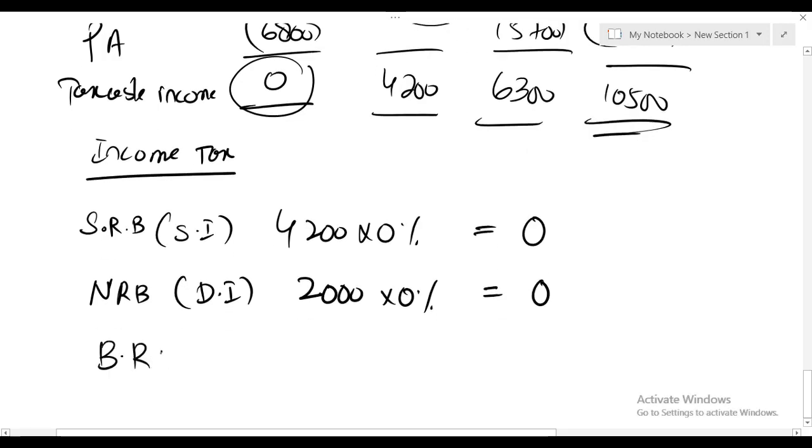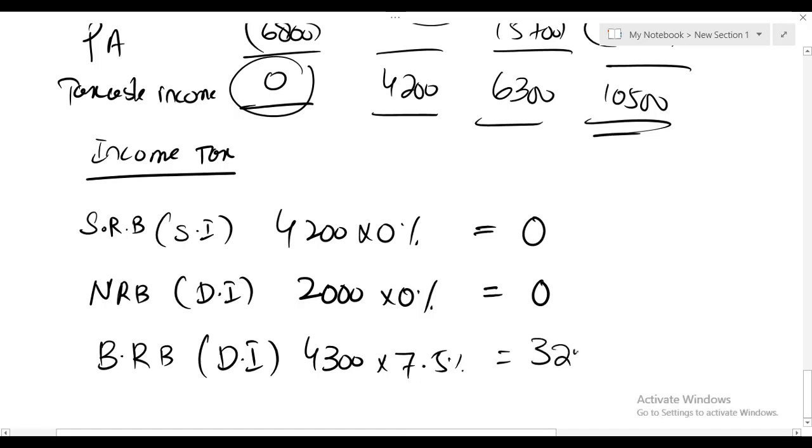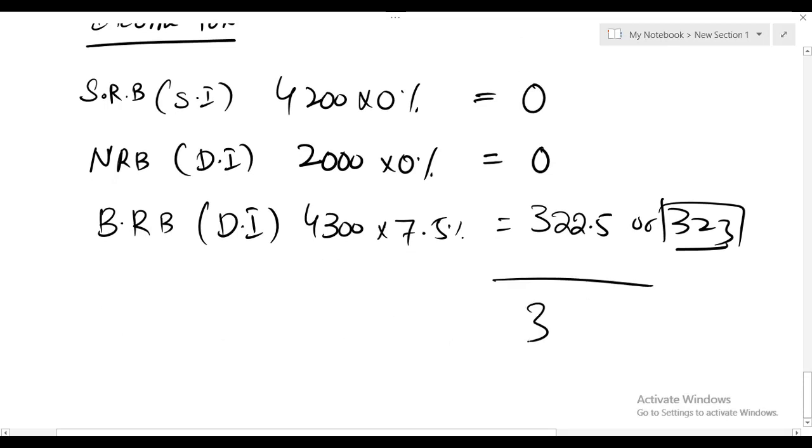Basic rate band, dividend income. We have dividend income of 6,300. Out of this 6,300, 2,000 falls in the nil rate band, so we are left with 4,300. In the basic rate band, the tax rate is 7.5% for dividend income. It comes to 322.5, or you can write 323. It is acceptable. So your income tax liability is 323.